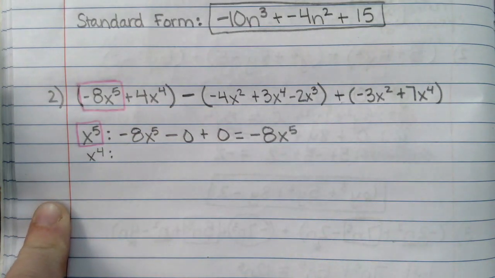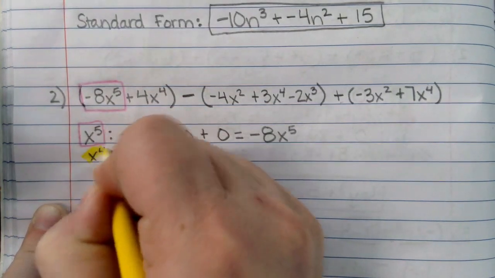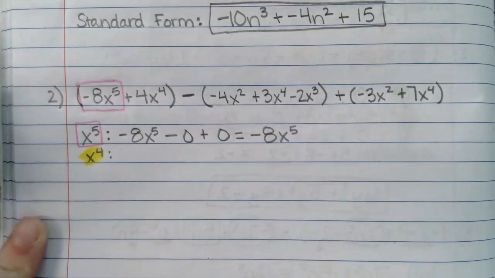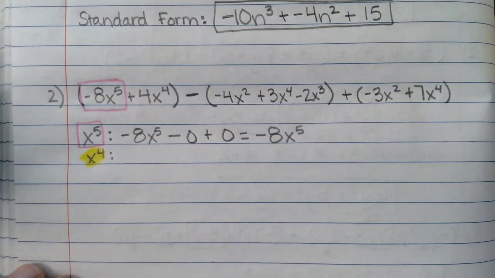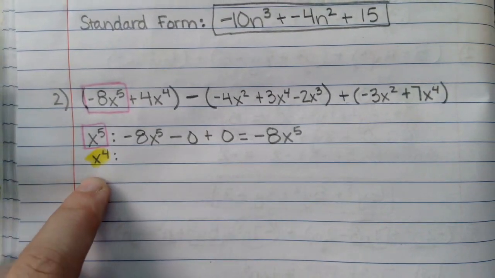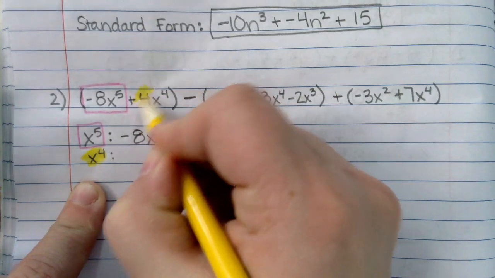All right, do I have any x to the fourth in the first polynomial? Yep, I have a 4x to the fourth. Any x to the fourth in the second one? Yep. And in the last one? Yep, that's 7.